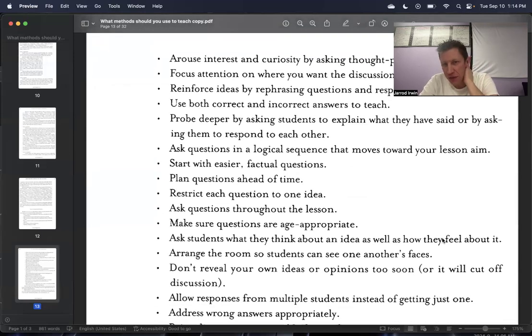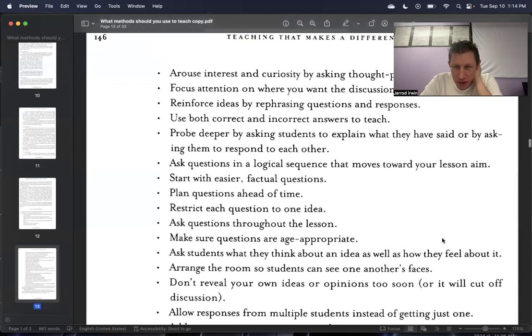Probe deeper by asking students to explain what they have said or by asking them to respond to each other. The second one is something we haven't really done as much. But I've seen that used productively at times. I think there's some risk there of facilitating an argument that could go south, but that's something we could probably do at this level.